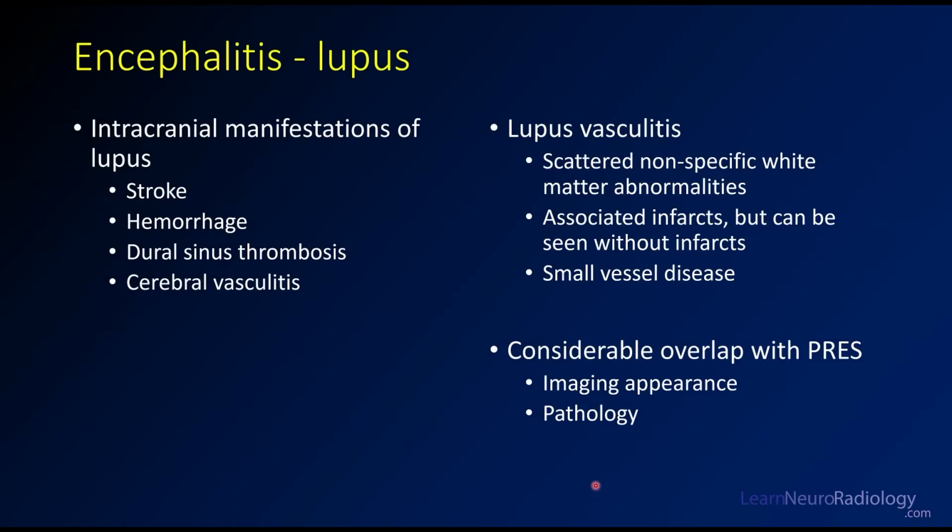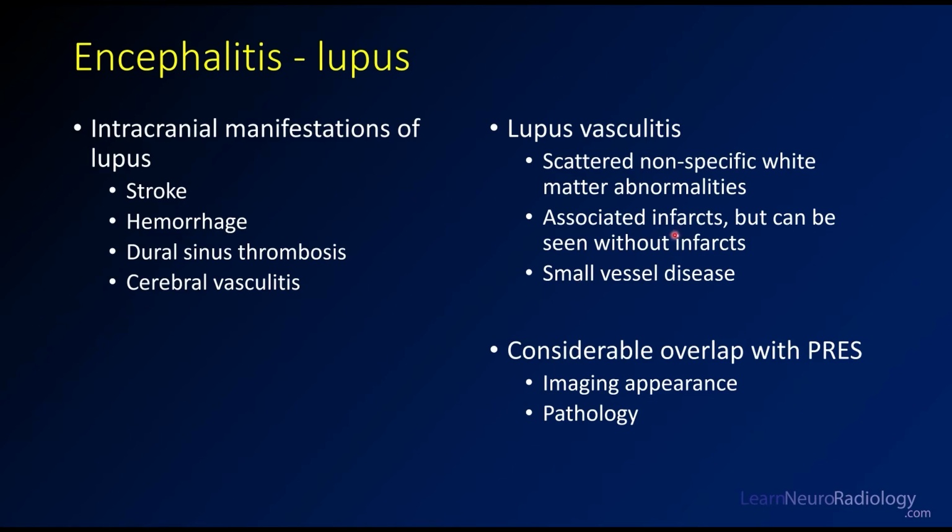Now, this is a case of encephalitis caused by lupus. And so this patient had lupus and renal failure. These patients can get stroke, they can get hemorrhages, they can get dural sinus thrombosis, and then they can get this picture of cerebral vasculitis. And in this case, it's a mixed picture. You have these non-specific white matter abnormalities, but you also have these infarcts.